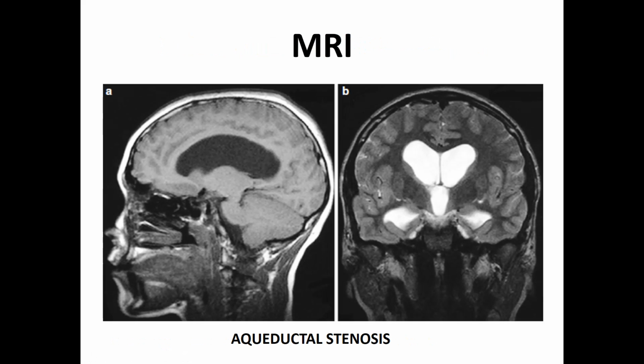Again, this is the MRI of the patient. In this MRI you can see there is a stenosis of the cerebral aqueduct. So is this communicating or non-communicating hydrocephalus? This is non-communicating hydrocephalus, because there is no communication between the lateral ventricle, third ventricle, and the fourth ventricle. As we have already discussed, the cerebral aqueduct connects the third ventricle to the fourth ventricle. So this is the type of non-communicating or obstructive hydrocephalus.